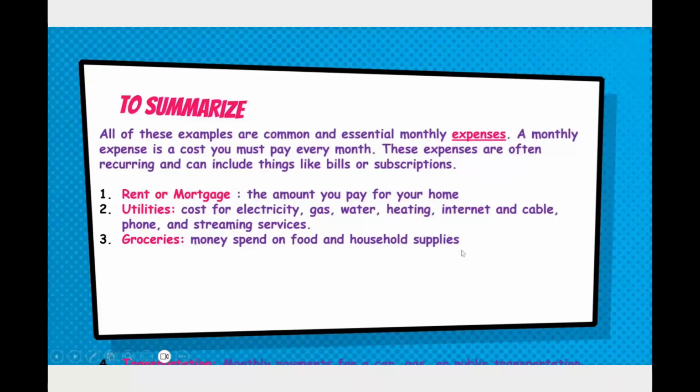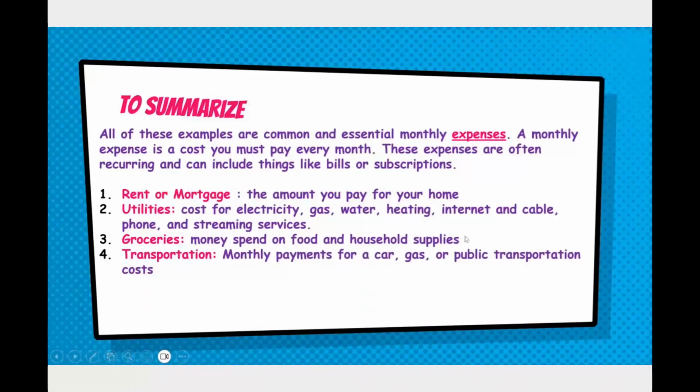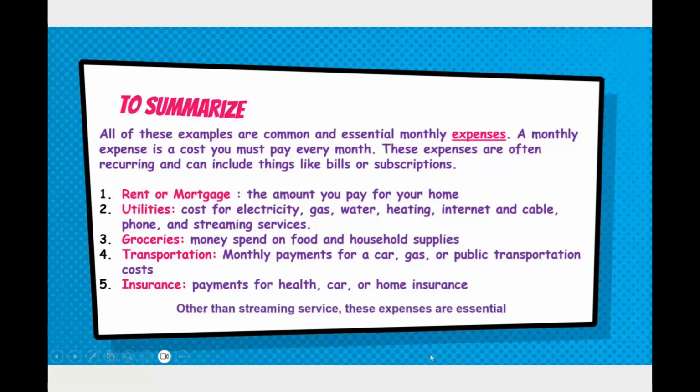Groceries, money spent on food and household supplies, like toilet paper, even, and toothpaste. Transportation, monthly payments for car, gas, or public transportation costs. And insurance, payments for health, car, or home insurance. Other than streaming services, these expenses are essential.